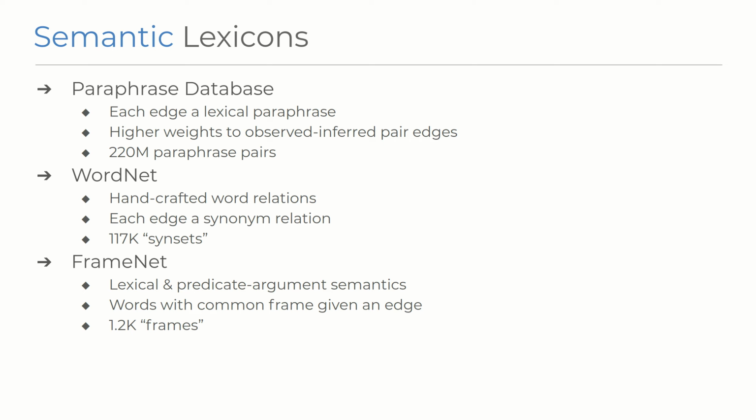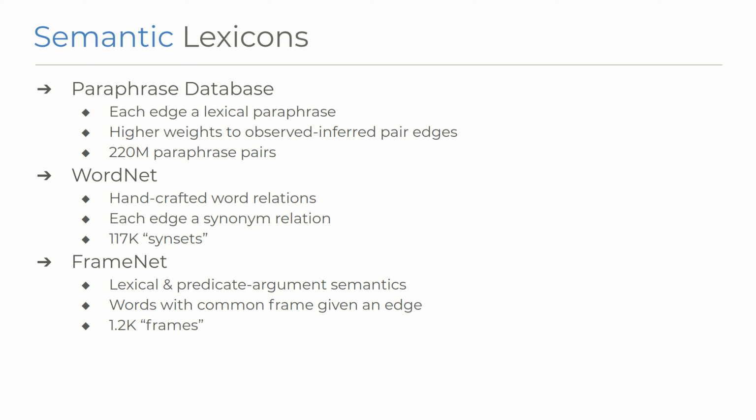The choice of which lexicon to sprinkle on top of our freshly baked word vectors is also a choice we can make among a variety of options. And in the present experiment, we chose 3. The paraphrase database, which contains 220 million pairs, where a word or phrase is matched with its paraphrase, and in constructing the graph, we use each lexical paraphrase as an edge between the words, and make sure that the edges between the observed and inferred vectors have higher weights.